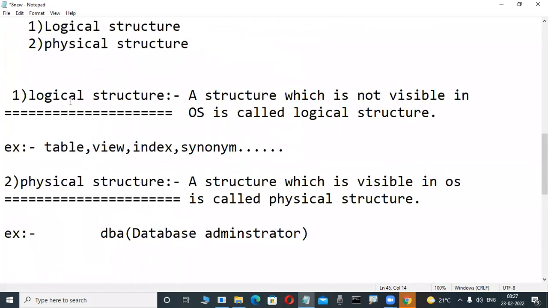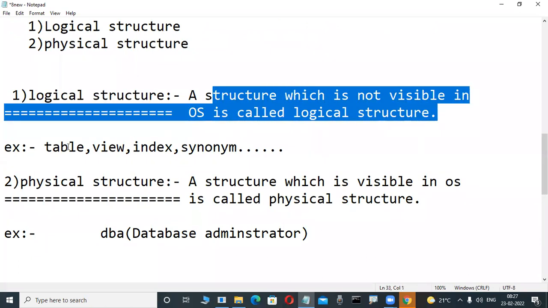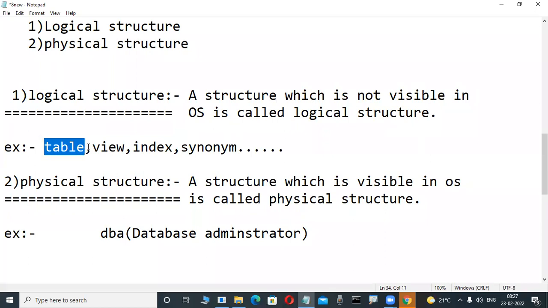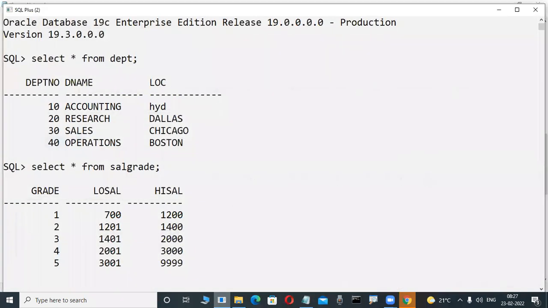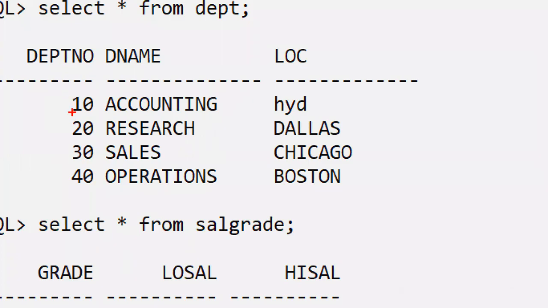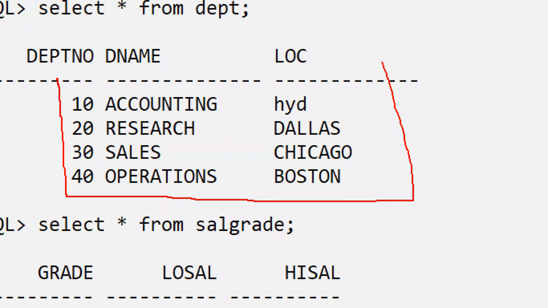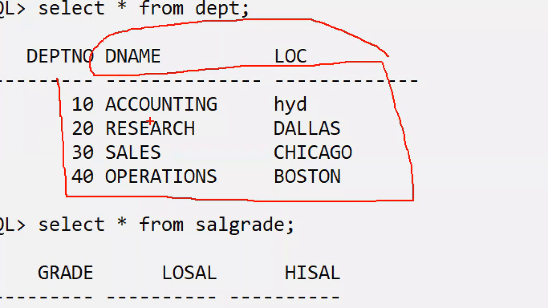At the logical level, you are telling them it is a logical structure, a structure which is not visible in the operating system. That is a table point of view. Developers describe it that way: a structure which is not visible in the operating system but is visible in the database. That's why, at this level, they say a database is a place where we can store a structured collection of data. Is this a physical or logical structure? Developers describe the logical structure.